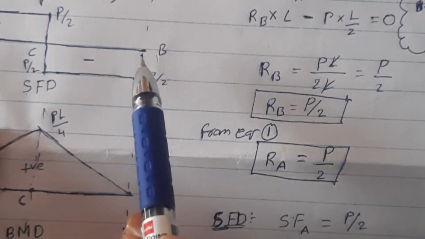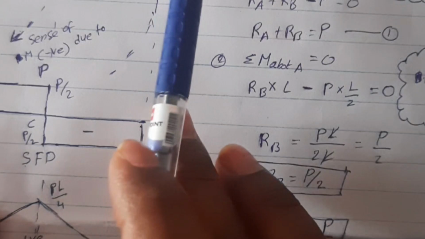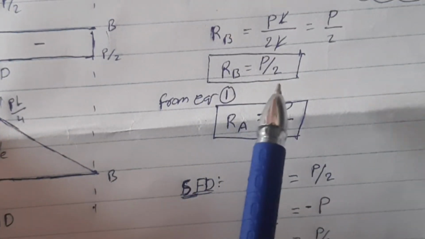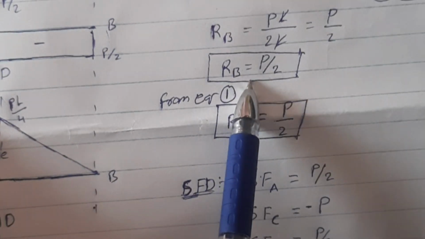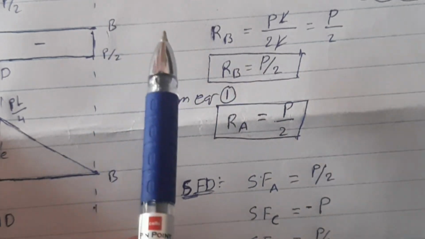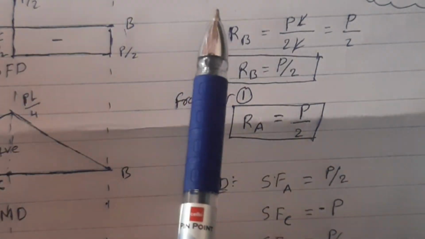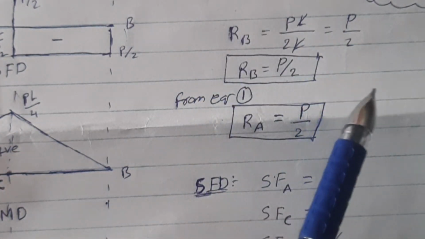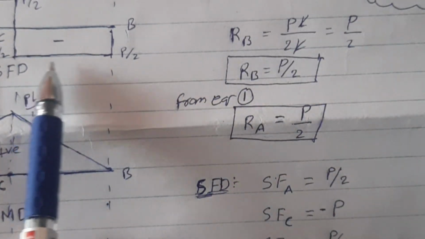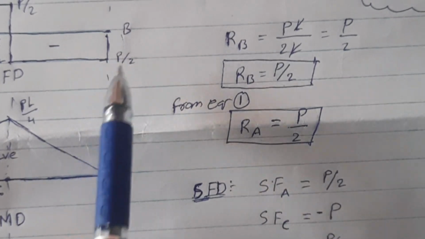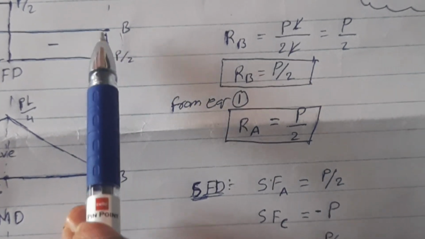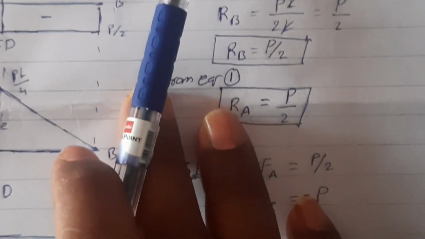And next, at RB, the reaction RB is upward. I take at the section the left side upward as positive, so positive P by 2. From negative P by 2 to positive P by 2 will give 0.